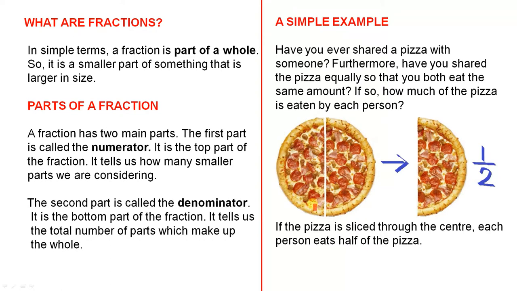So here is the full pizza, there. And if you slice it down the middle, this part is eaten by one person, and the other half is eaten by the other person. And the way we write the fraction is 1 over 2. Now let's explore that further on the next slide.